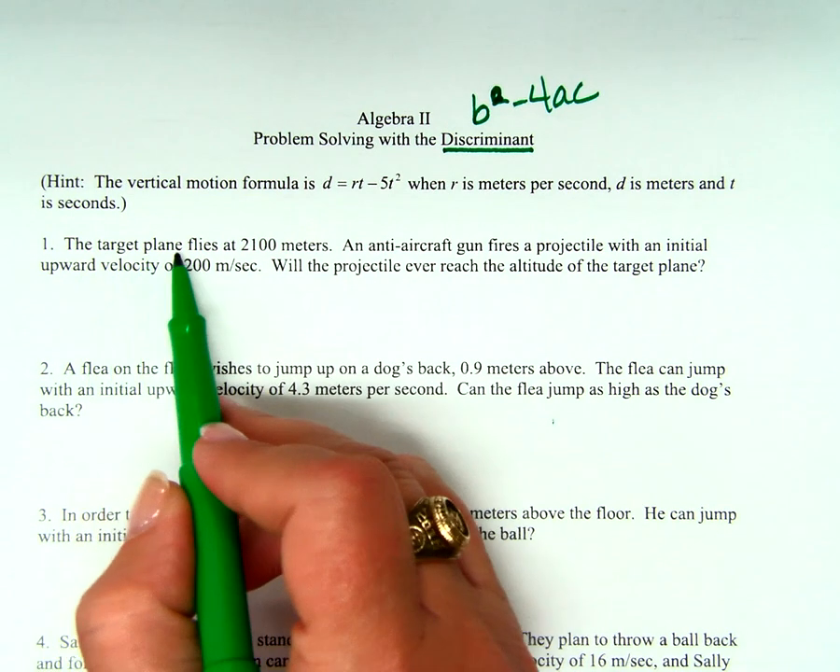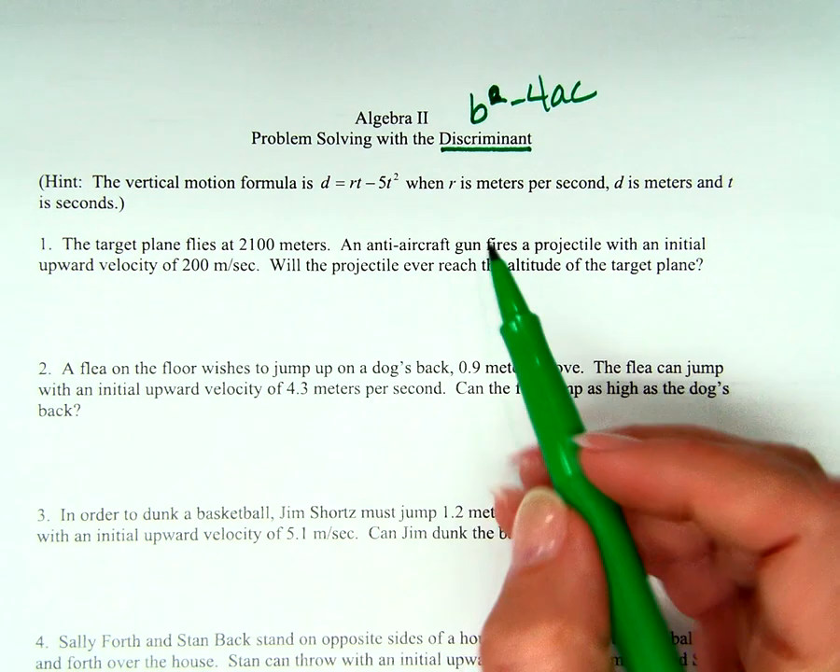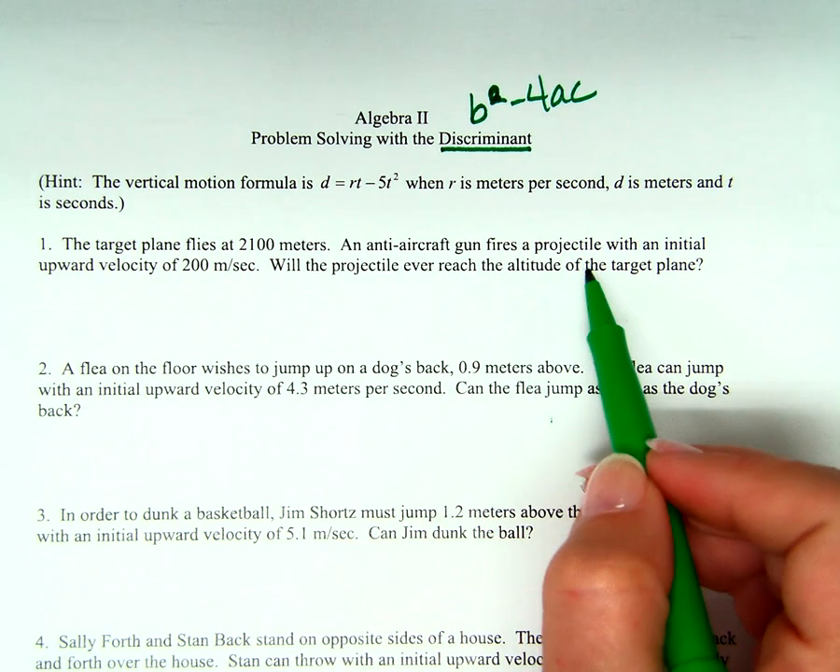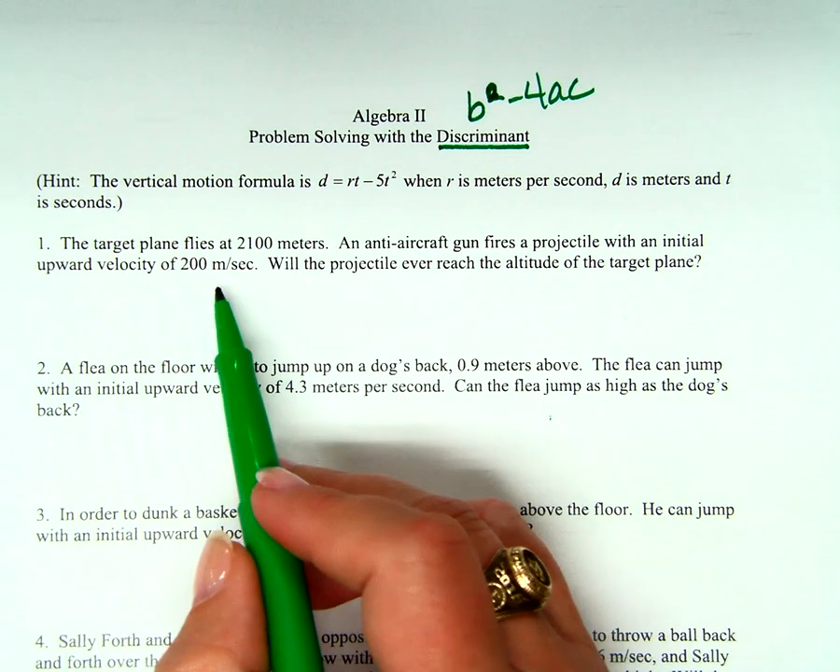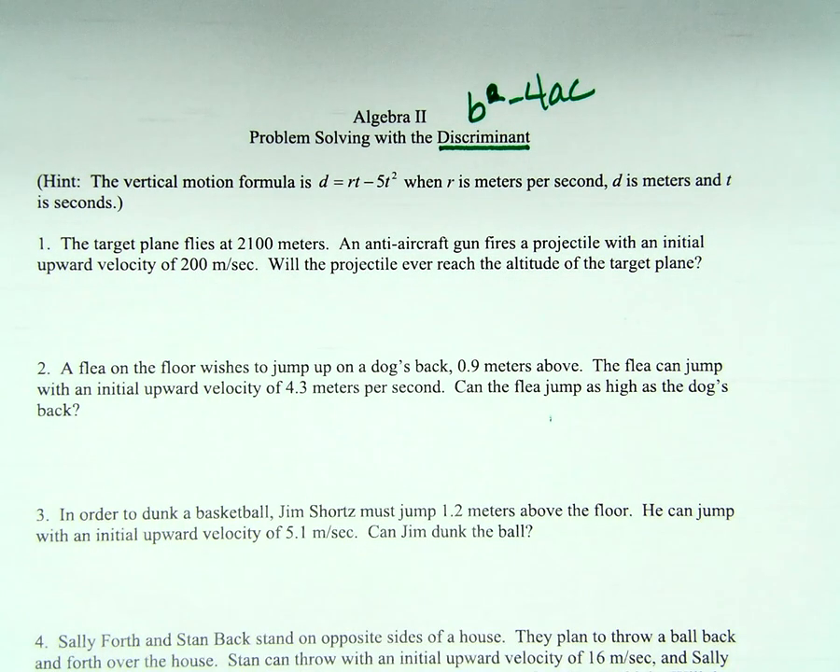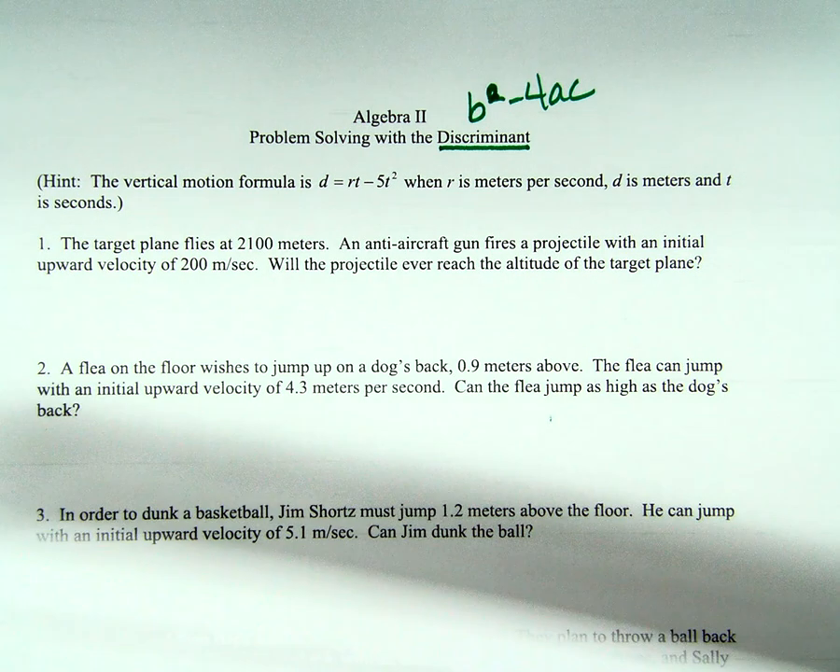A target plane flies at 2100 meters. An anti-aircraft gun fires a projectile with an initial upward velocity of 200 meters per second. Will the projectile ever reach the altitude of the target plane? Please understand, I'm not asking, will the missile hit the target plane? Because there's a whole lot of other things that have to come into play, right? I'm just saying, will it reach the altitude?